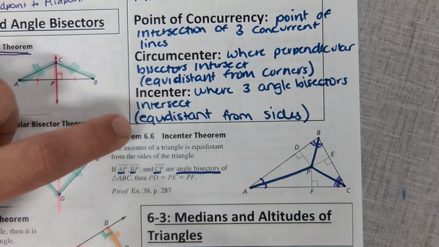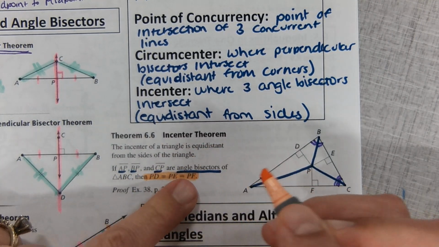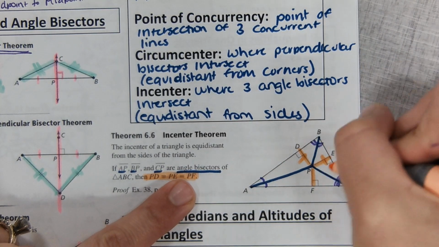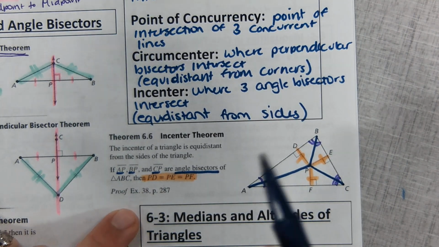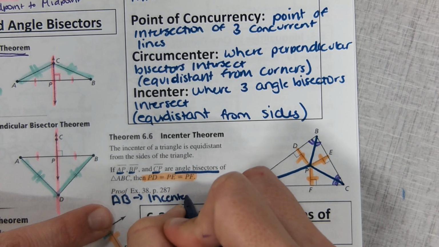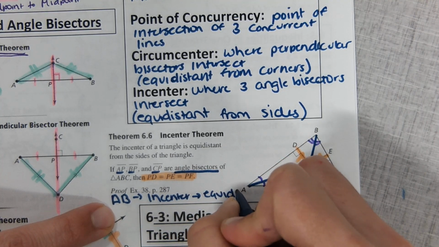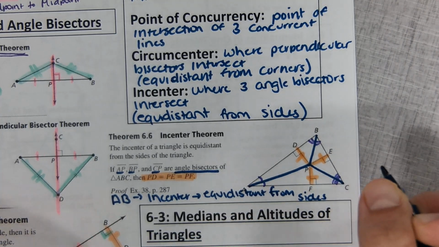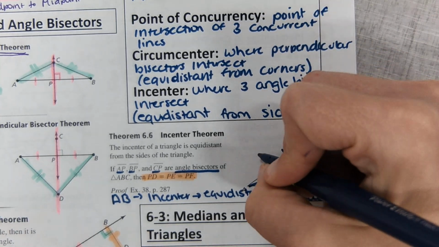Then that is equidistant from the sides. So PD, PE equals PF. So PD, PE, and PF, those are all the same length. So angle bisectors intersect at the in-center, and then that is equidistant from sides. Equidistant from sides. And then this here is the in-center.